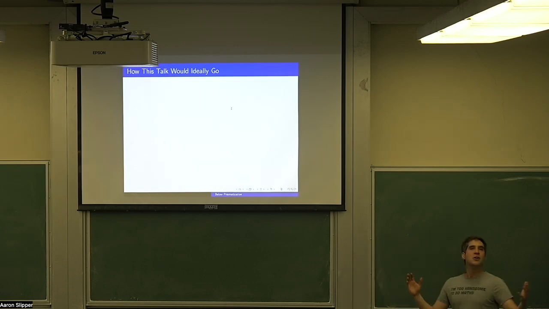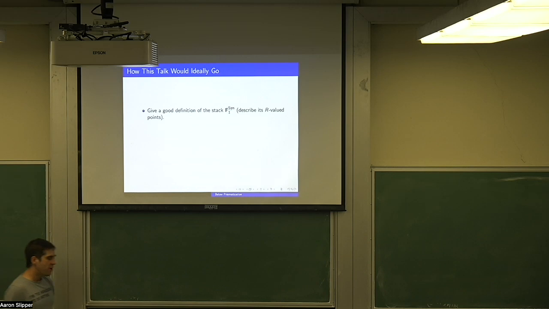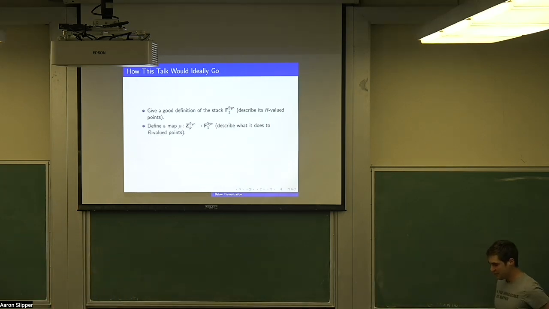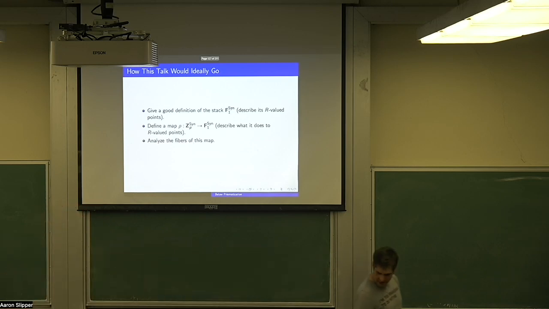Okay, so where would we go ideally in this talk? What I would love to be able to do is tell you what the stack F1 syn is in the most satisfying possible way. I tell you what an R-valued point is, and then I tell you why this is related to prismatization. I define a map from Z_p syn into F1 syn. I tell you what it does on R-valued points, and then understanding that, we would analyze the fibers of this map, and then we would win whatever prizes we hope to win from this, and give some applications.